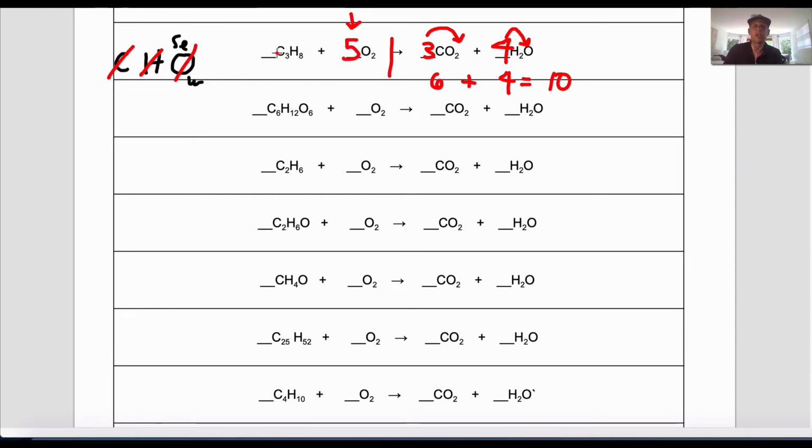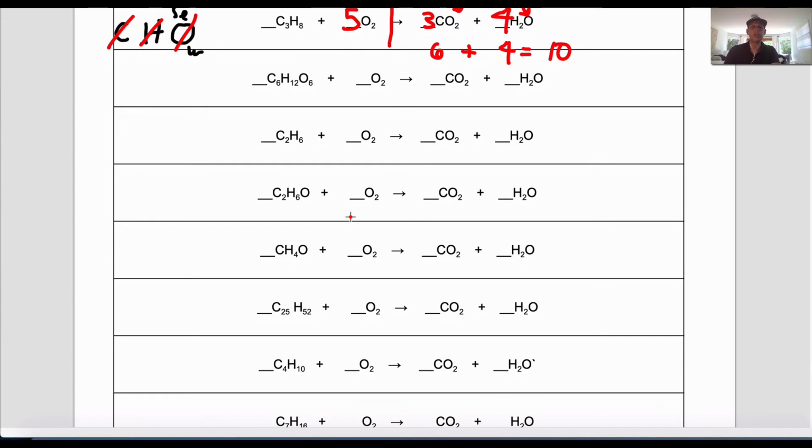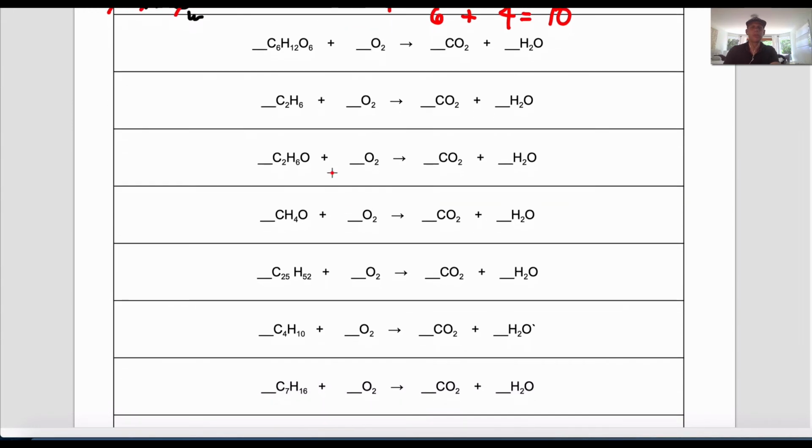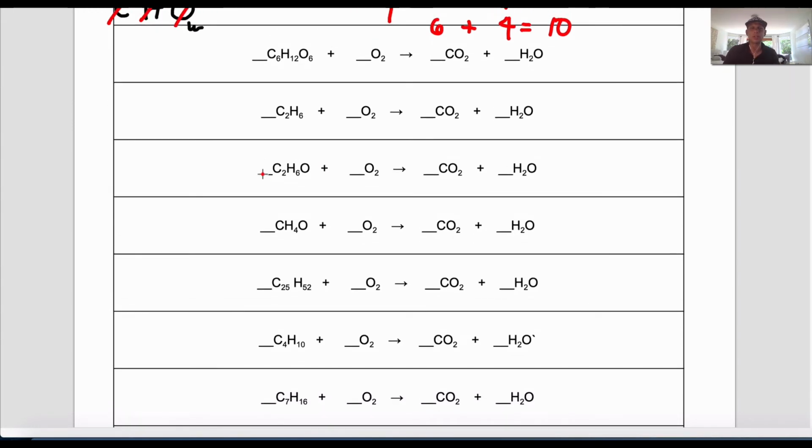So if I put a 5 here, I then have balanced the O's. So C3, C3. H8, H8. Slow down. 6 O's here plus 4 O's here is 10 O's here. Put a 5 there. Okay? So I'm going to go ahead and do another example of one for you, and that is this one right here.